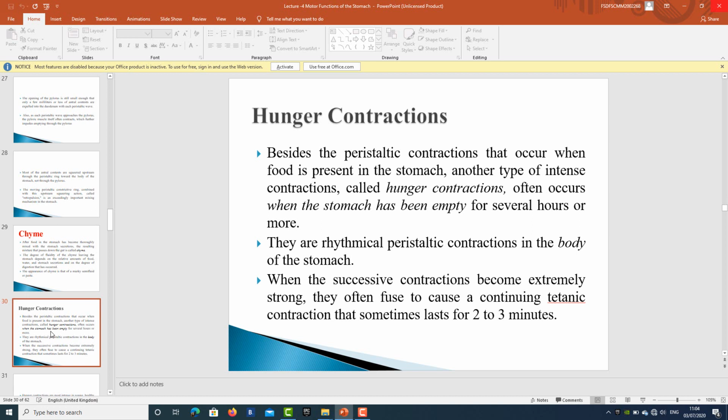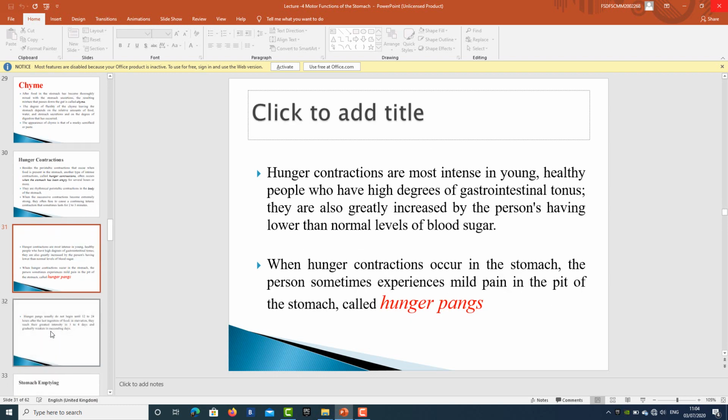Now these are actually the rhythmical peristaltic contractions in the body of the stomach. When the successive contractions become extremely strong, they often fuse to cause a continuing tetanic contraction that sometimes lasts for 2 to 3 minutes. Hunger contractions are most intense in young, healthy people who have a high degree of gastrointestinal tone or tonus. They are also greatly increased in persons having lower than normal levels of blood sugar.